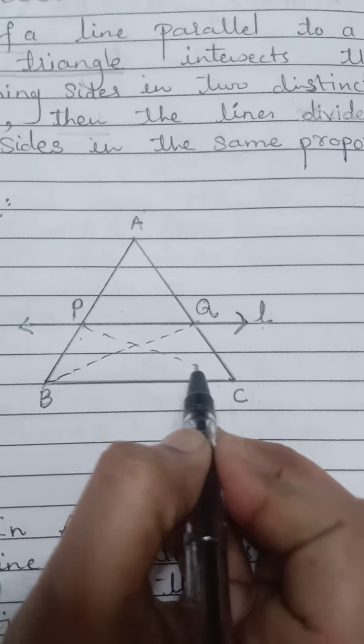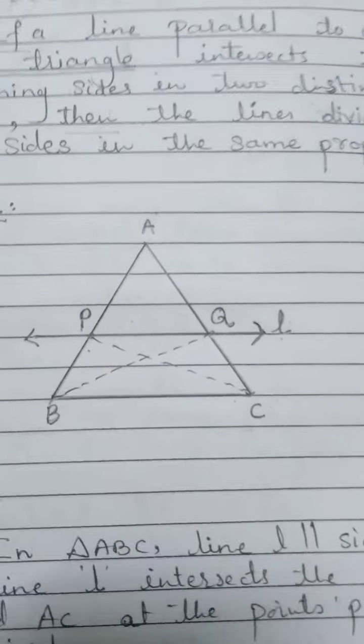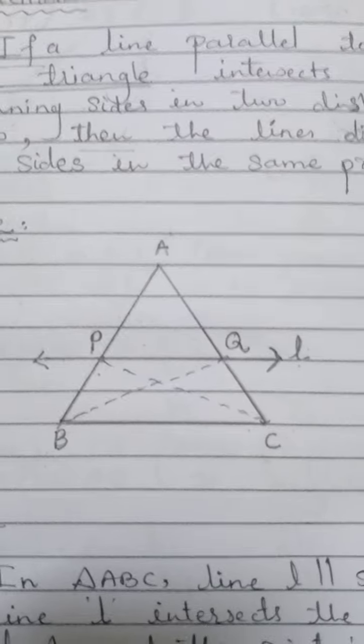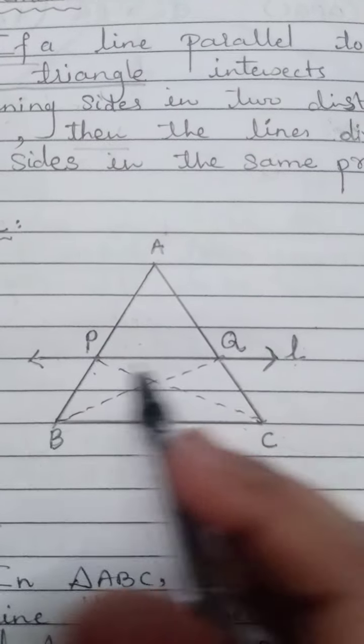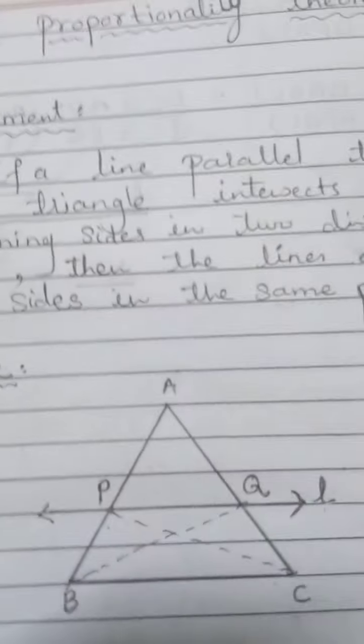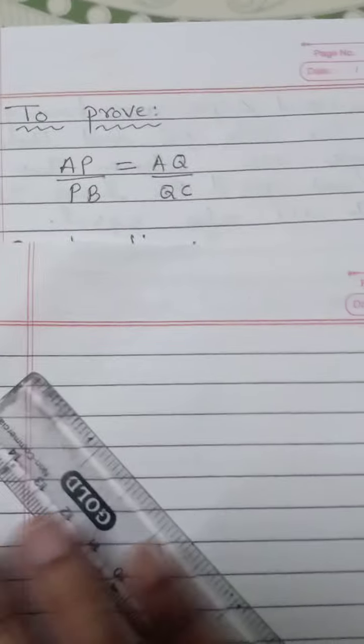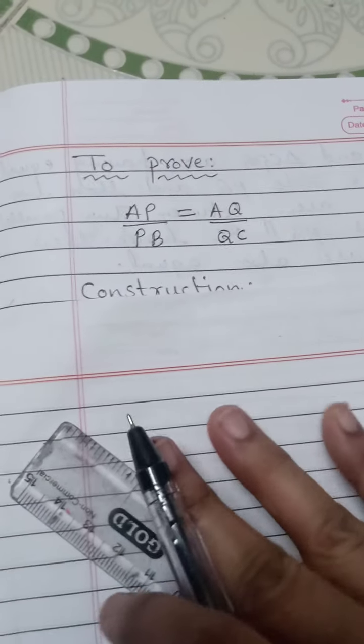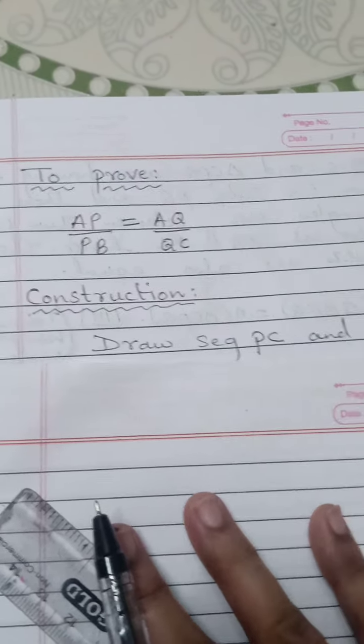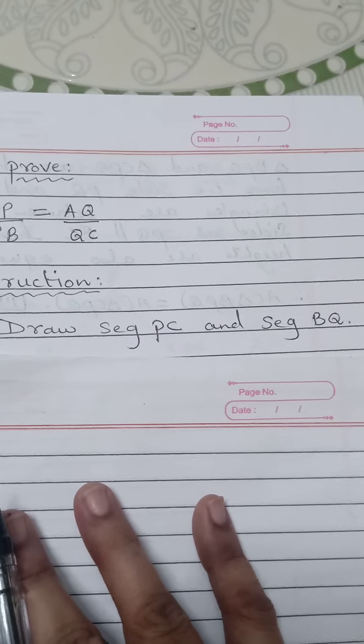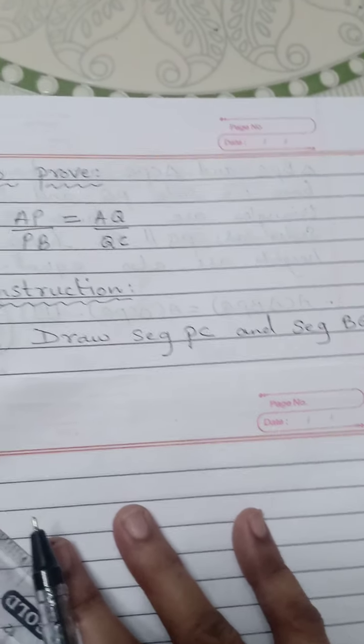PC or CP, any way you can write. So we have to draw segment BQ and segment PC. So we'll see what is our construction. So here the next step is construction. So draw segment PC and segment BQ. So it is very simple construction.